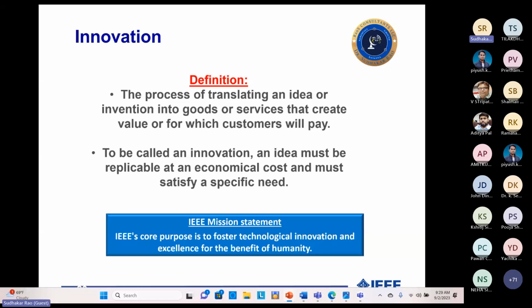So the IEEE mission statement, you can read it. It's basically to foster technological innovation and excellence for the benefit of humanity. That means whatever you innovate has to be of some benefit to humanity, whether to the users, the user community, some technical community, some industry, or any other purpose. Internet, for example, providing internet via satellite in areas where they don't have proper signals, that's important.